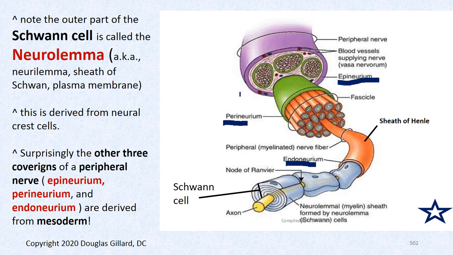So I like this. The Schwann cells are made by our little travelers, the neural crest cells. The neurolemma is also made by them as well. Here's the rub, though. Here's the tricky question. Surprisingly, the other coverings of this nerve, the epineurium, the perineurium, and the endoneurium, are not made from Schwann cells. They're made from mesoderm, right? So watch out for this one. It's a good question.